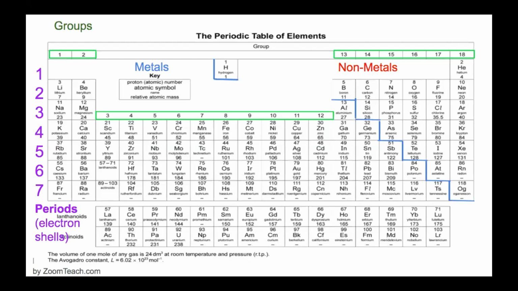Hope you had some fun finding where potassium, copper, and phosphorus are. If you know where they are, you'll find that potassium would be in group 1, period 4. Copper would be in group 11, period 4. And phosphorus would be in group 15, period 3. So we can easily identify and pinpoint each of these elements according to their groups and periods.